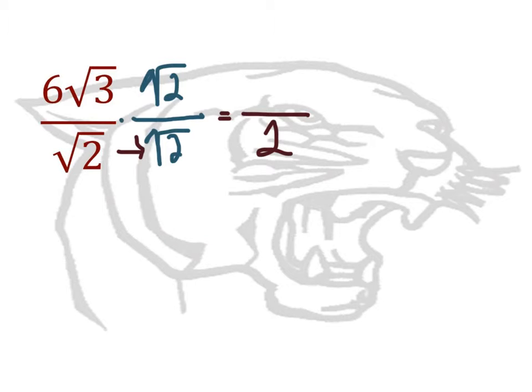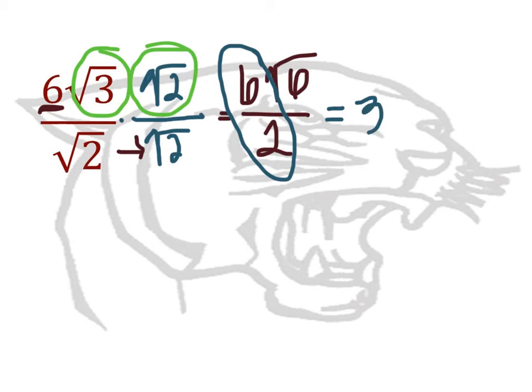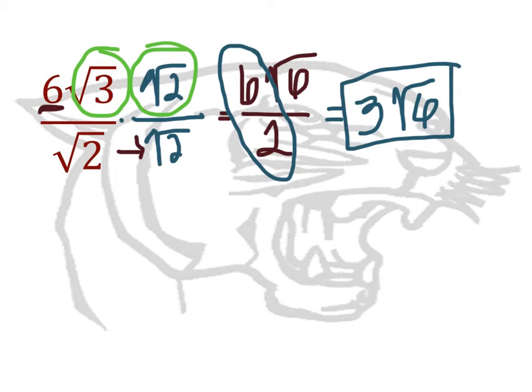Then we need to multiply the square root of 3 and the square root of 2 together. The square root of 3 times the square root of 2, you multiply 3 and 2, and that gives you the square root of 6. The 6 can't be multiplied in on the outside, so it stays here, and we have 6 square root of 6. Looking at what we have, we can simplify or divide 6 and 2. 6 divided by 2 is 3, and then we have the square root of 6. So 3 square root of 6 is our answer.